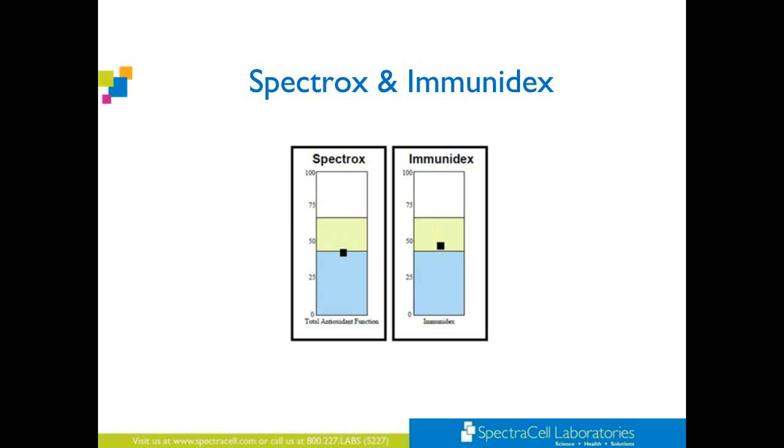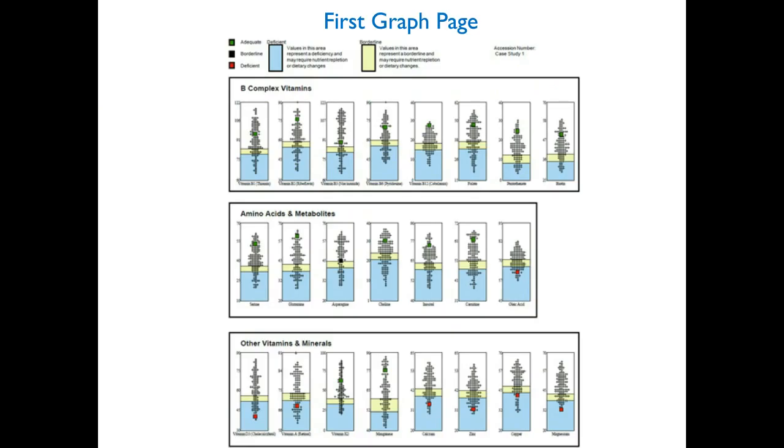So if you are new to SpectraCell, once again, these are some of the typical graphs that you will see on the micronutrient test. Of course, the white is adequate, the yellow is borderline, and the blue is considered deficient. And once again, you want the person's squares at least in the mid-white of each graph, and if it hits the yellow, it turns black, and of course, if it hits the blue, it turns red.